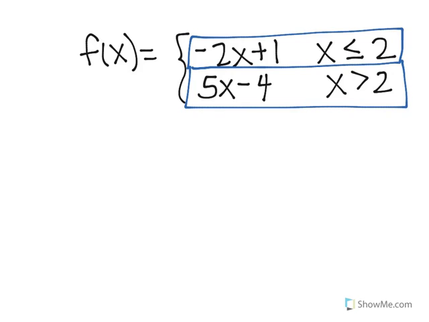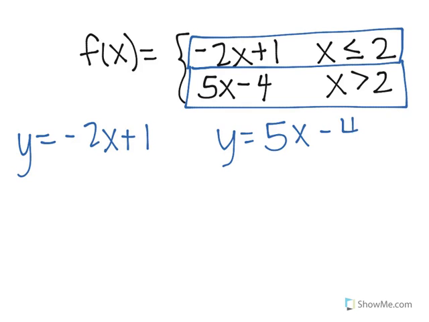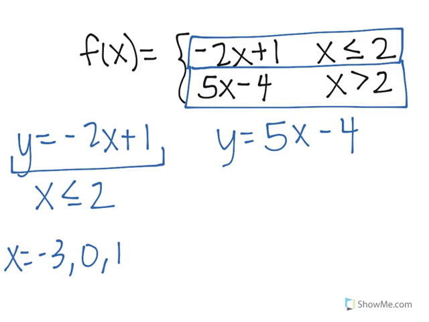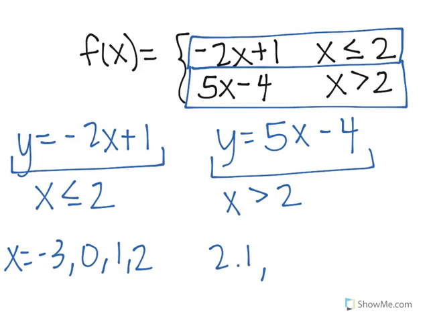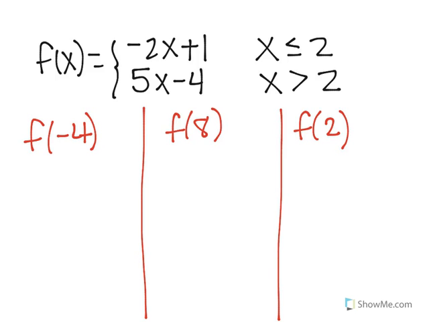But what we're going to see is we have two whole entire graphs: y equals negative 2x plus 1, and y equals 5x minus 4. Two graphs. But here's the deal. This one is only used when x is less than or equal to 2. So that means if x equals negative 3, 0, 1, even 2, we're using this graph. But if x is greater than 2, meaning 2.1, 4, 100, we're using the second graph. Okay? So this really helps whenever we're starting to evaluate.